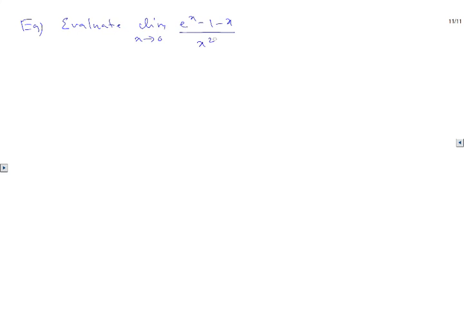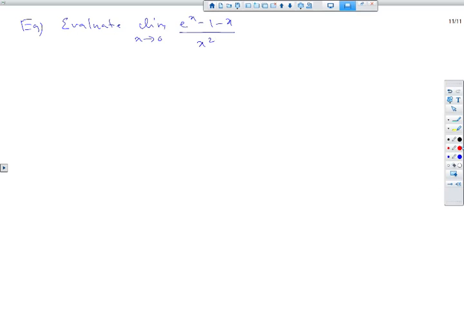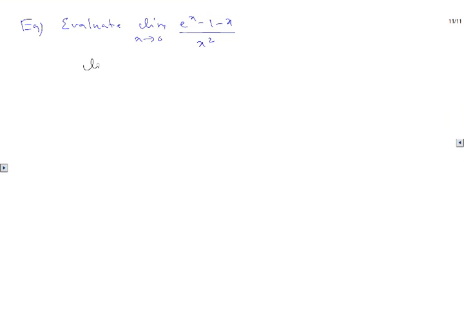But we know that we can do this in a different way. One way to do this is you can use L'Hopital's rule here, because you can see that when you plug in x equals 0, the top and bottom are 0, so you can use L'Hopital's rule. That's one way to do it. But here what we can do is use the Taylor series. So we're going to substitute. So we have the limit as x goes to 0 of e^x minus 1 minus x over x squared.